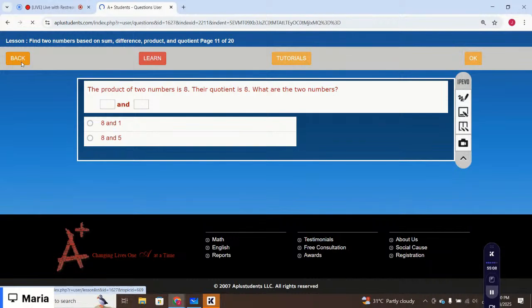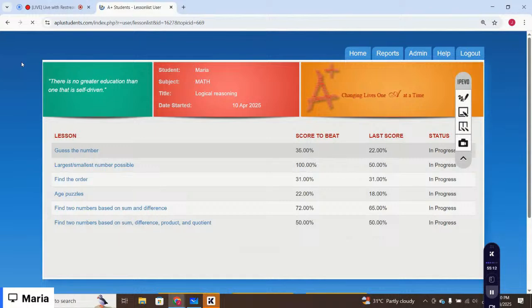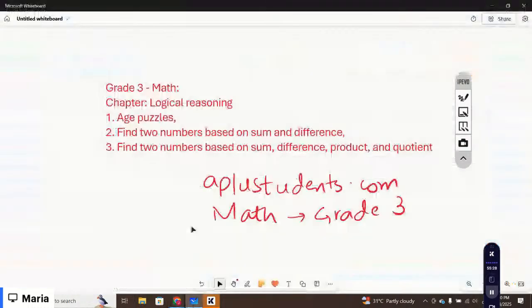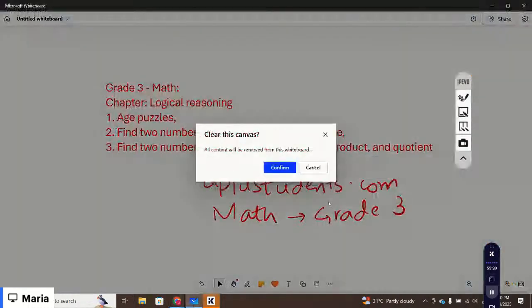So we were working on grade 3 math. The chapter we were working on is logical reasoning. The lessons we have covered today are age puzzles, find two numbers based on sums and differences, and find two numbers based on sum, difference, product, and quotient. So please make sure before the next session you complete all the practice questions for the lessons we just did.